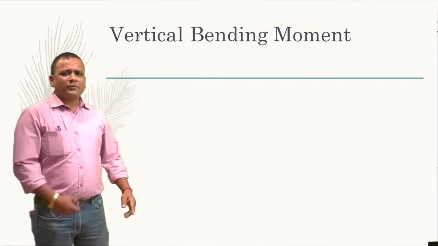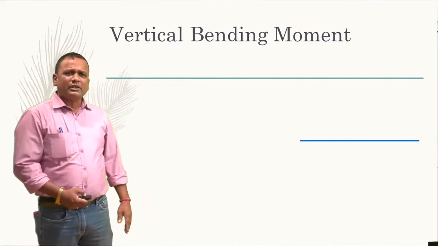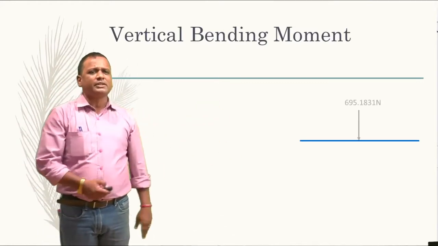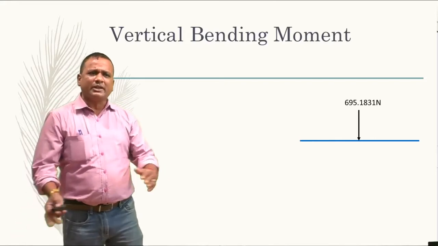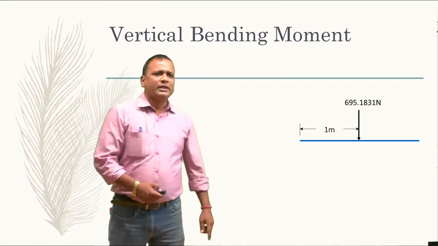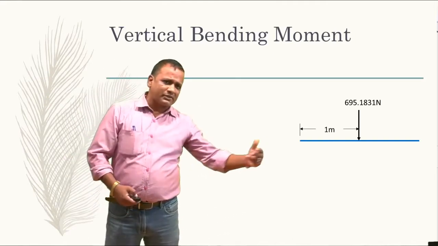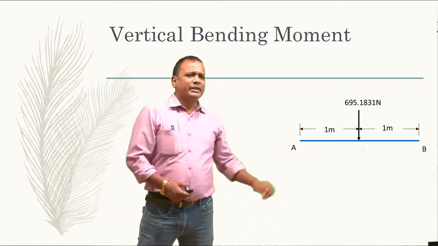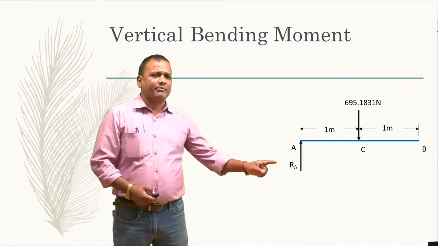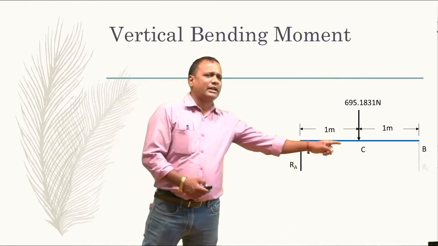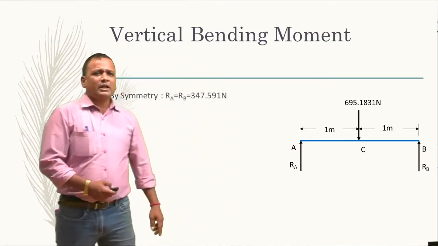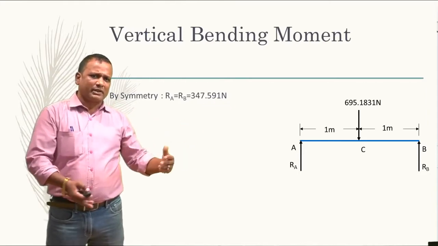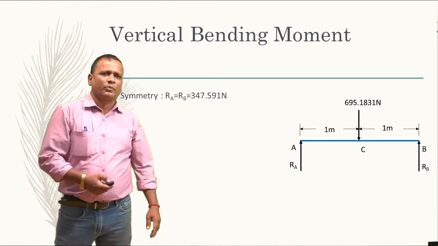Now further, in order to find the vertical bending moments, we could sketch the bending moment for the vertical forces. We have only one vertical force, which in the earlier section was derived as 695.1831 Newton. This is 1 meter from each end, as the whole shaft is 2 meters. I sketch it over here: point A and point B, and at the mid, point C. Now I consider a reaction force Ra at point A, and at point B the reaction force would be Rb. Since it's symmetric, Ra is equal to Rb, and half of the load is shared by each reaction force, which would be 347.591 Newton.